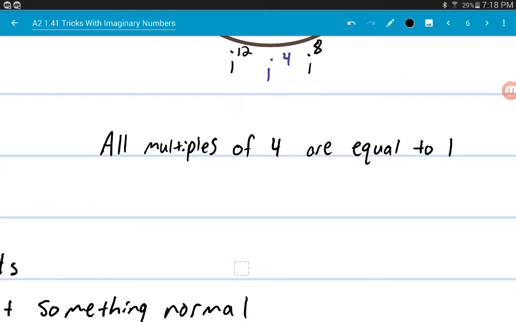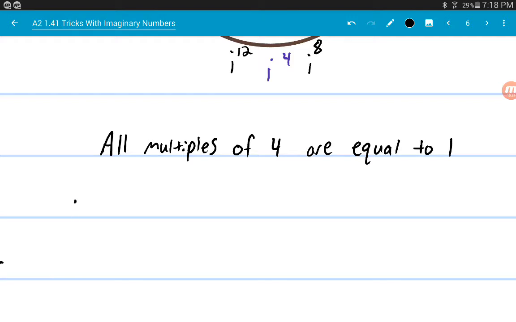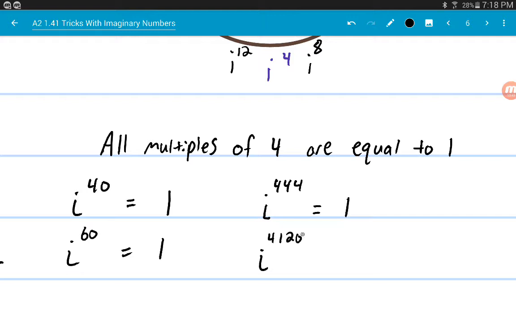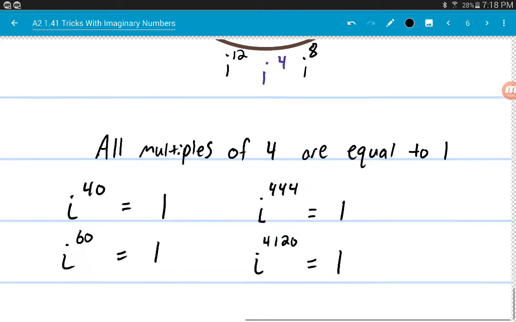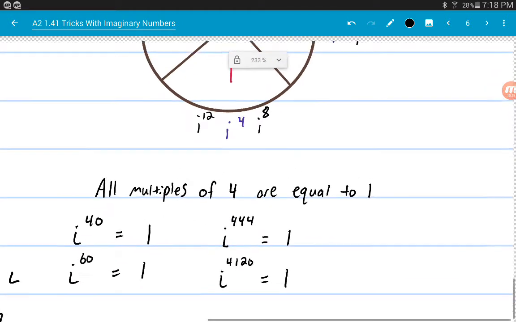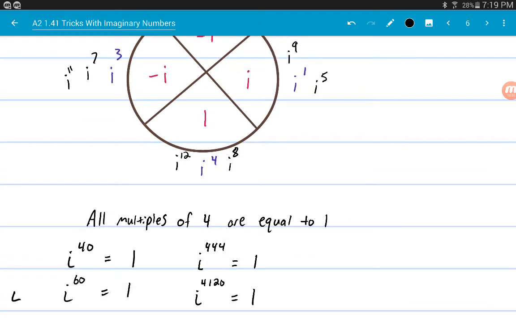So what that means is something like i to the 40th, since that's a multiple of 4, is equal to 1. i to the 60th, 1. i to the 444th is 1. i to the 4120th. Still divisible by 4, so that's 1. So anytime I want to figure out something large, what I'm going to do is use the table and start off at the closest multiple of 4.